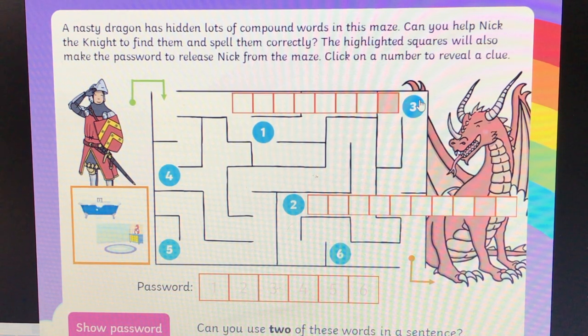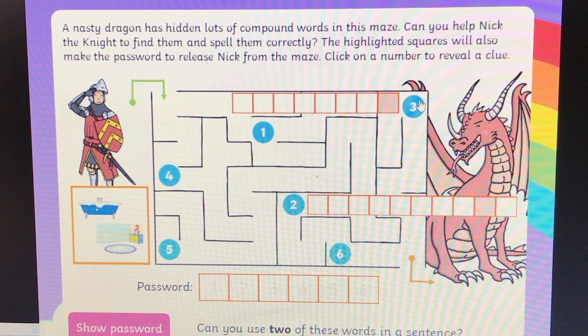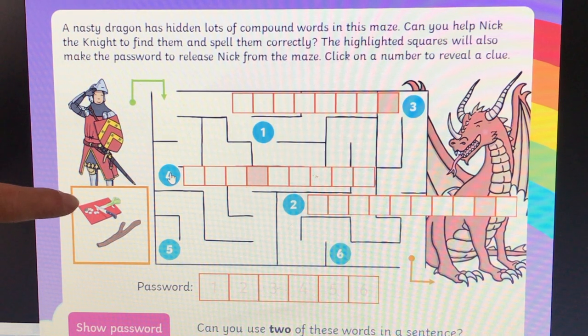So here we've got a picture of a bath and we've got a picture of a room. What compound noun can you make out of those two pictures? Next one. We've got a picture of somebody chopping something and we've got a picture of a stick. What would that compound noun be? So pause the video if you haven't quite had enough time.